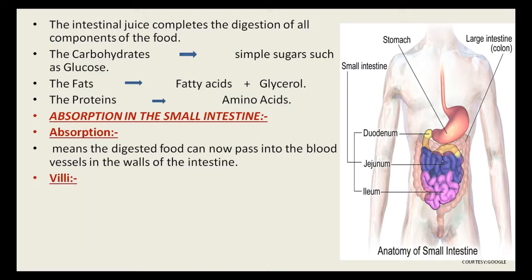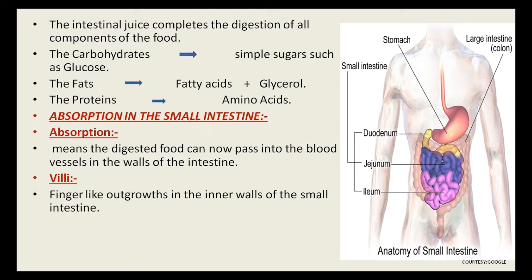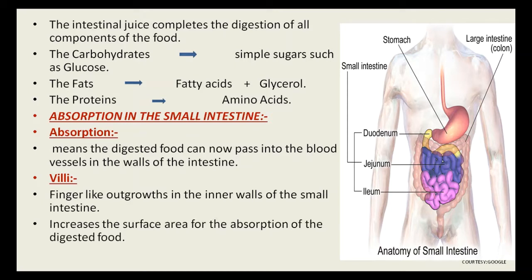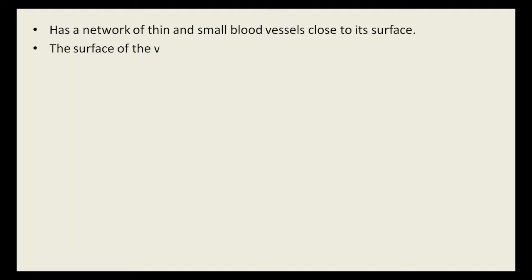Villi. Villi are the finger-like outgrowths in the inner walls of the small intestine. Villi increase the surface area for the absorption of the digested food. Villi have a network of thin and small blood vessels close to their surface. The surface of villi absorbs the digested food materials.